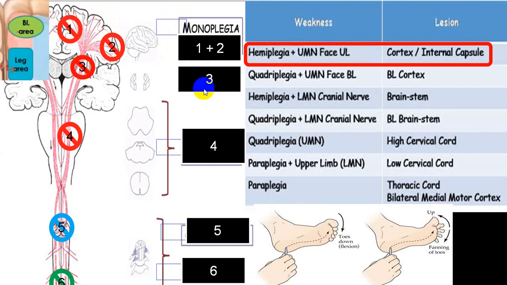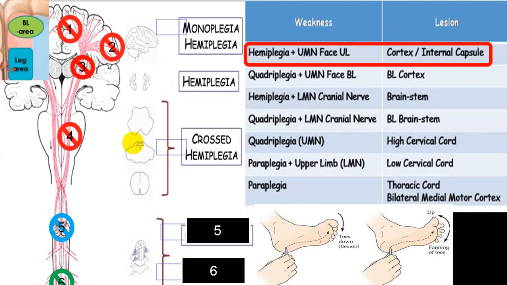And if you get the damage at 3, you will have internal capsule involved. So you will have hemiplegia. Sorry, it is not mentioned here. So it will be hemiplegia with hemianesthesia, with homonymous hemianopia, and also with auditory fiber gone. In 4, you will come across hemiplegia with lower motor neuron cranial nerve palsy. We will call that a crossed hemiplegia. And in 5, it will be spinal hemiplegia.